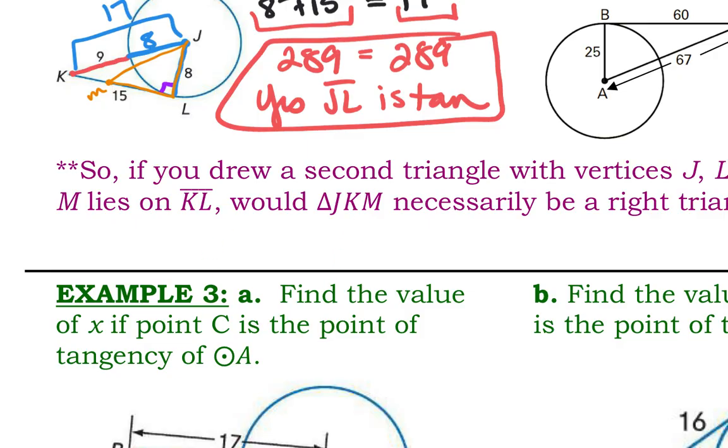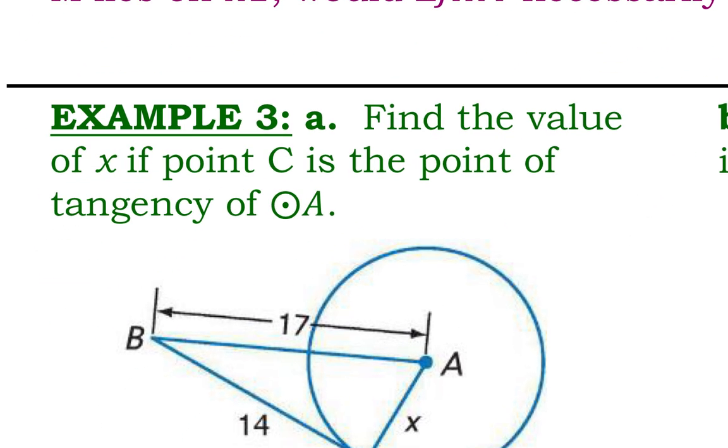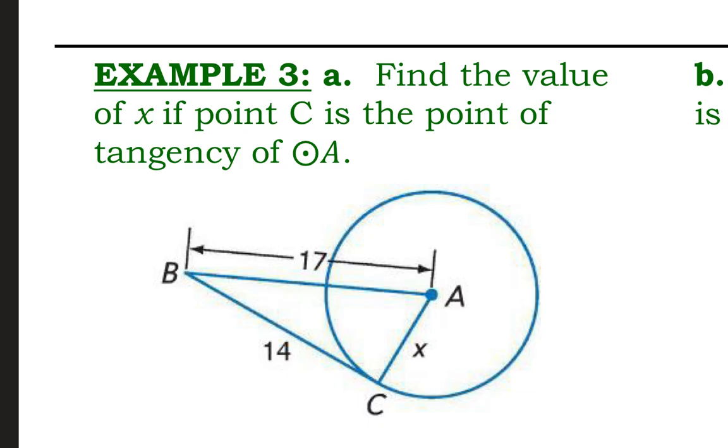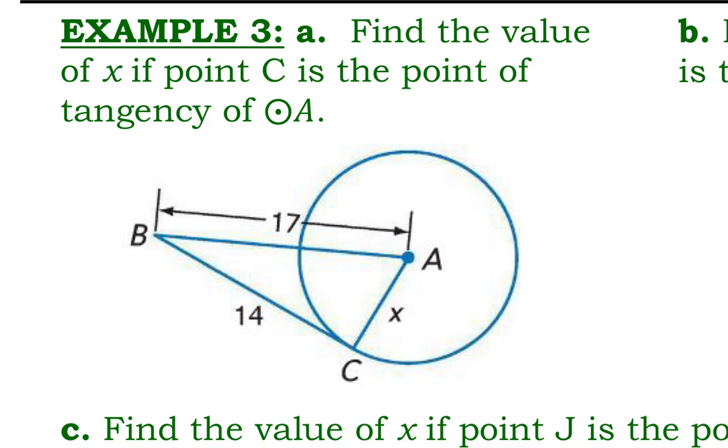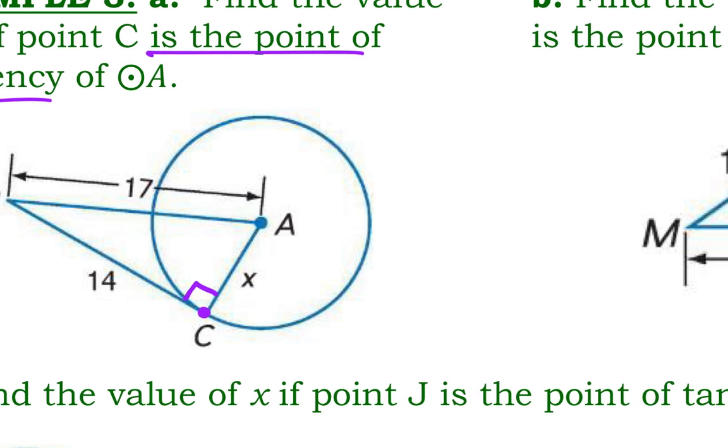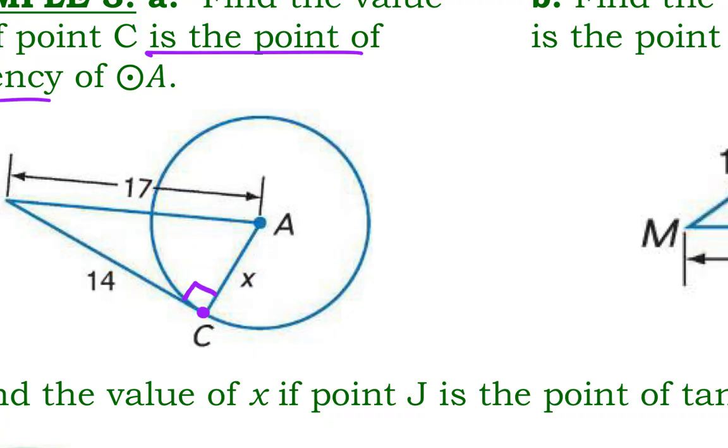All right, looking at example 3. I'm going to just do one of example 3, and then we're going to go down to example 3C, because 3C is the one I really need y'all to be able to do. It says, find the value of x if point C is the point of tangency. So if it is the point of tangency, what exists on this diagram? I need y'all to remember that this is always going to be 90. The moment you see point of tangency, or the fact that it is tangent, that 90 degrees is automatically there. All right, so which one has to be your C? The 14, the x, or the 17?